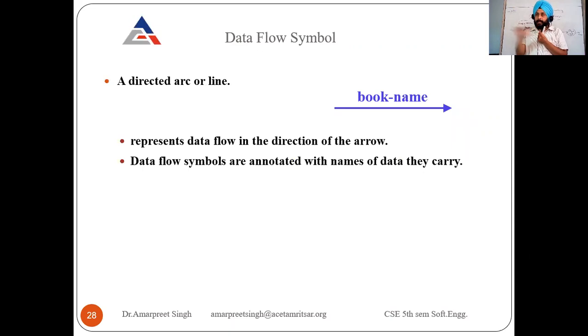Any line or arrow can be either a simple line or a directed arc, which tells you the data flow symbol. That is, what is the direction of flow of data from one unit to another, or from one function to another.